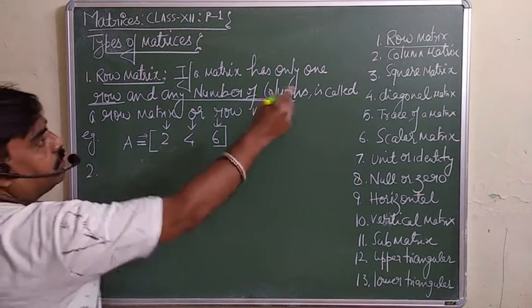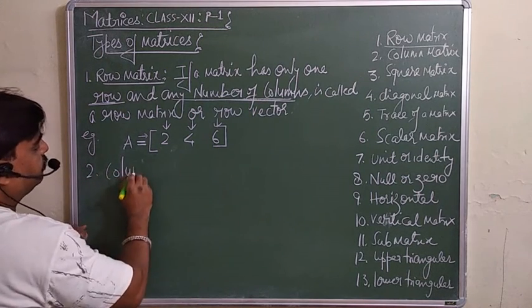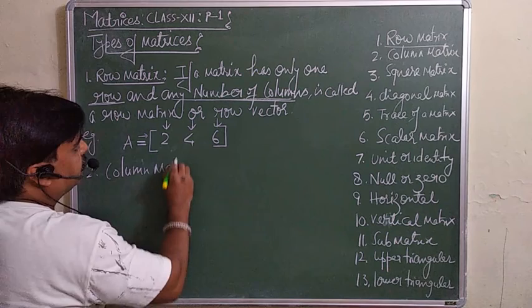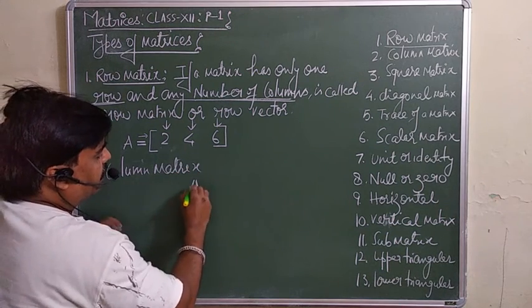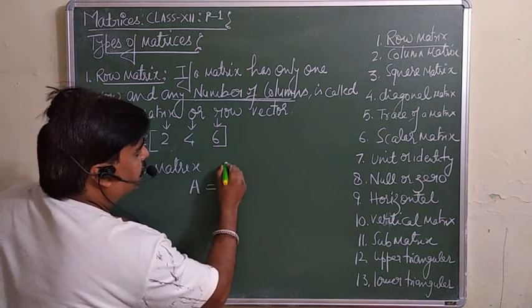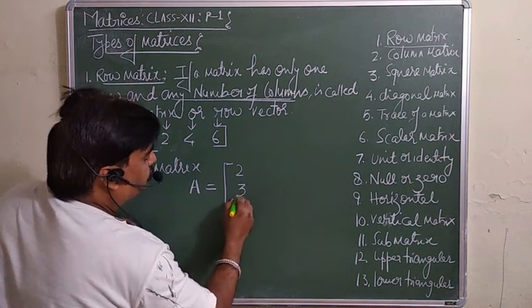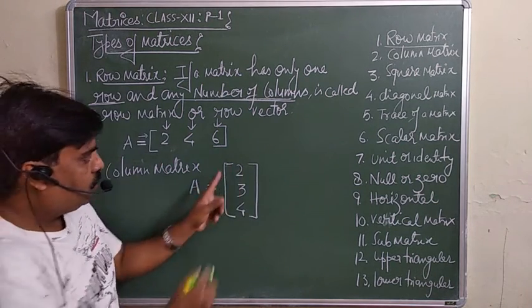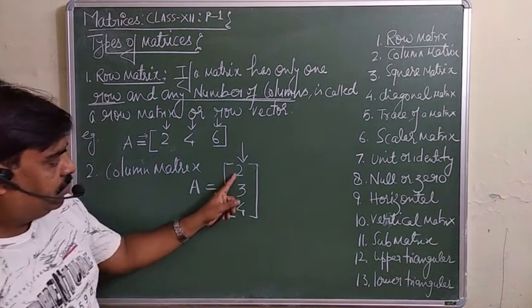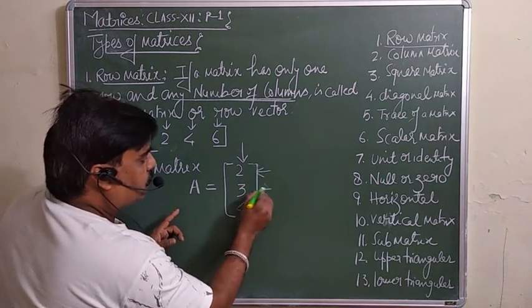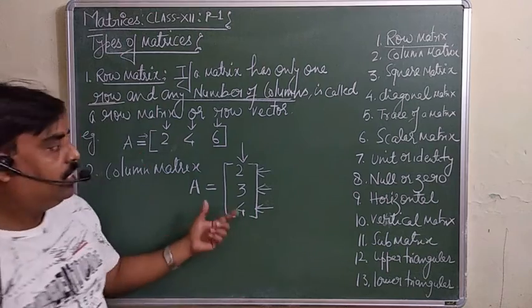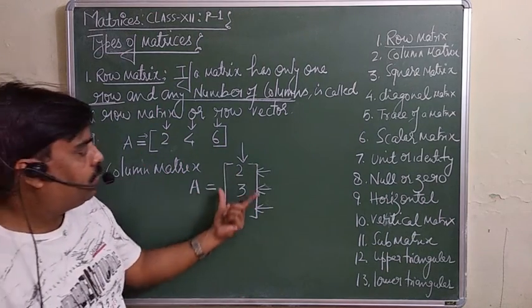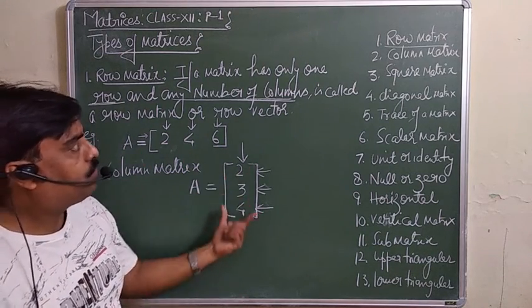Similarly, if we talk about the column matrix A, this is your column matrix. There should be one column and the number of rows may be any. Only one column is here, and the rows are first row, second row and third row. So to become a column matrix, it should have only one column and the number of rows may be any.